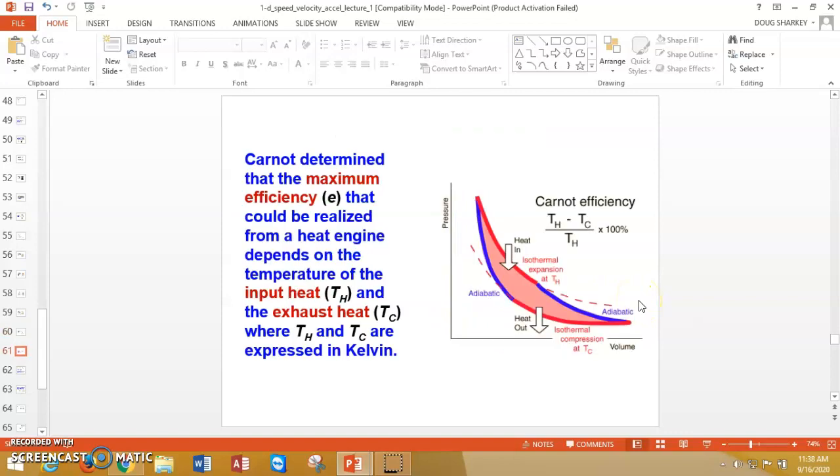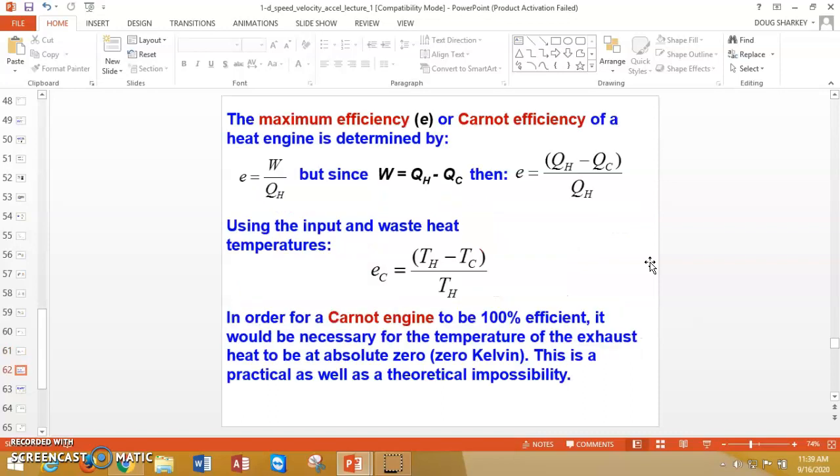So Carnot efficiency, instead of using Q's, we use temperatures, T. So (TH minus TC) over TH, times 100, and this is the Carnot efficiency. And this is what I usually tell my students that they really need to know, that you might see something where you have to calculate this. I'm not really sure. The AP test has gotten a lot less mathy over the years.